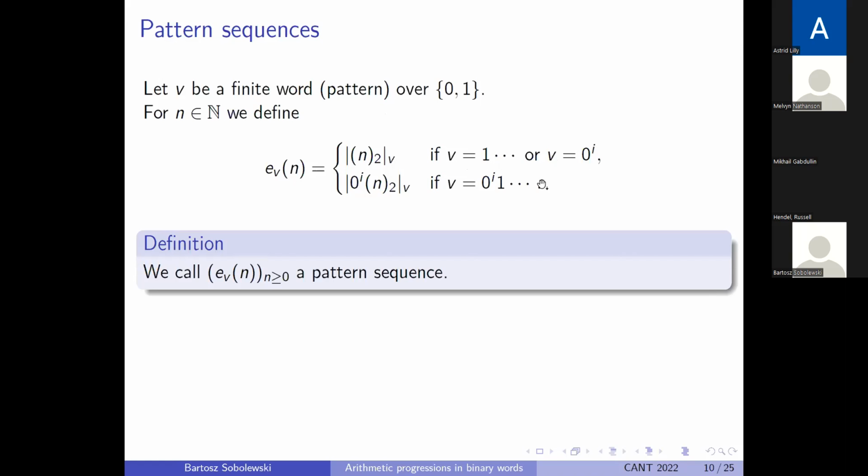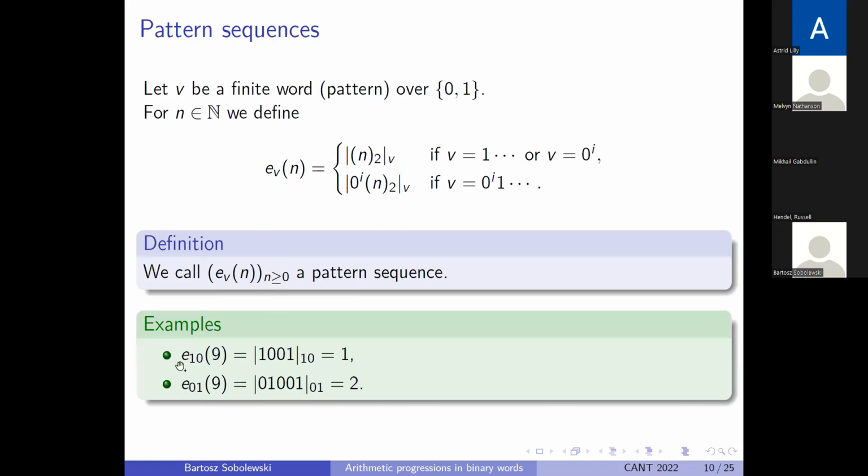And there is a convention: if the pattern V begins with some number of zeros but contains a 1, then we prepend the binary expansion of n with the same number of zeros. And this makes this sequence behave a little bit better. And we call the sequence E_V of n a pattern sequence.